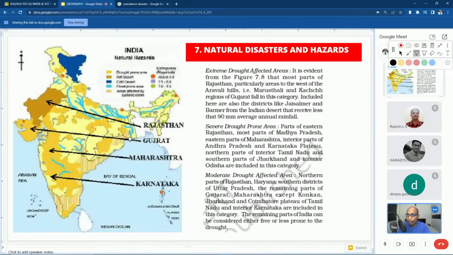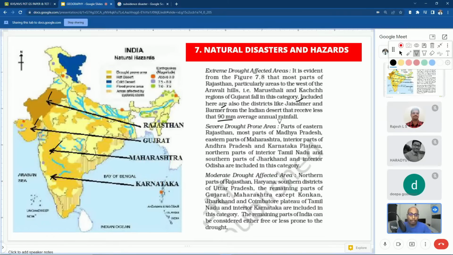This is a map of places in India where you can find extremely drought affected areas, severe drought prone areas, and moderate drought affected areas. The extremely drought affected areas are in Rajasthan, Gujarat, Maharashtra, and Karnataka. There are different colors, and different information is there. Extreme drought affected areas are in Rajasthan, particularly areas to the west of the Aravali Hills, and the Marusthali and Kutch regions of Gujarat fall into this category. Included here are districts like Jaisalmer and Barmer, villages in the desert that receive less than 90 millimeter average annual rainfall.